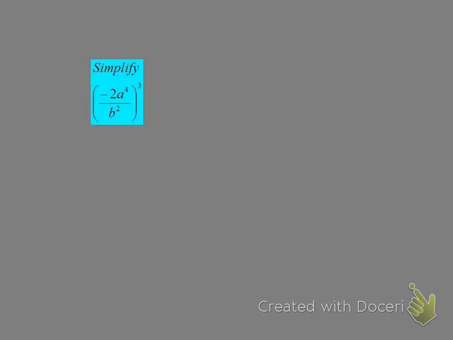This one's already that way. You got your number, you got A, you got B. So this one we're going to cube everything. Cube the top and cube the bottom, and cube each part of the top. That includes the number. So, negative 2 times negative 2 times negative 2 gives you what? Negative 8. Good. A to the 4th to the 3rd gives you A to the 12th. Careful multiplying there. Over B squared to the 3rd gives you B to the 6th. Good. And that's it.